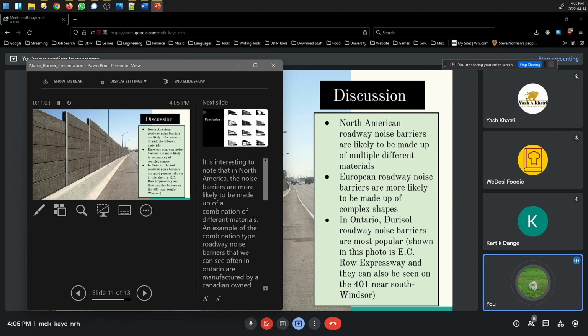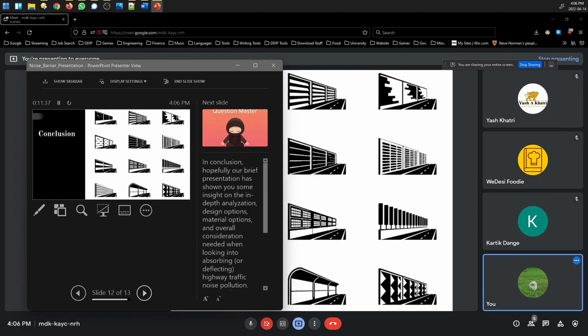North American barriers are more likely to be made up of different materials, using composite ones or having double wall barriers. European ones are more likely to be aesthetic and have more compact shapes, which means they're more difficult to set up, but can be installed and be unseen. So there's a difference in the way different cultures and different regions go about making their noise barriers, and that also needs to be taken into account.